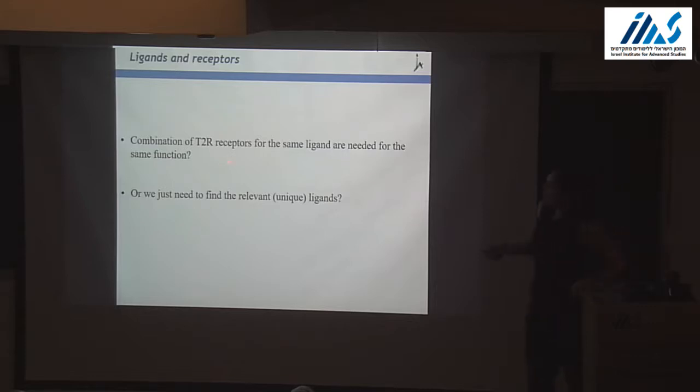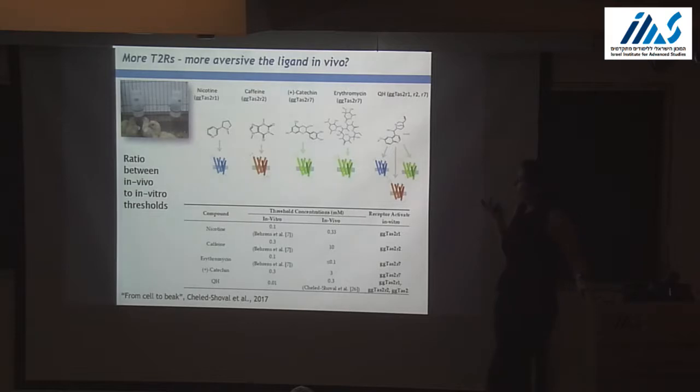So to start tackling this, I'll show a couple of things that we did, and then I'll show you how we are working on discovering additional ligands. One thing we wanted to check is whether, if you have a ligand that activates multiple receptors as opposed to a single one, it is going to be more potent or more aversive or more disgusting in vivo. And the easiest way we found to do it was to work with chicken, because chicken have only 3 T2Rs. And also I'm at the Faculty of Agriculture.